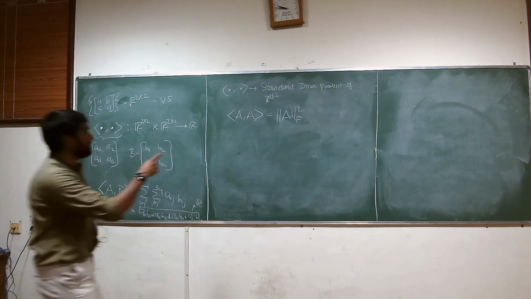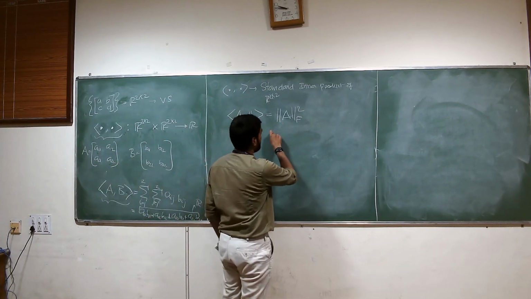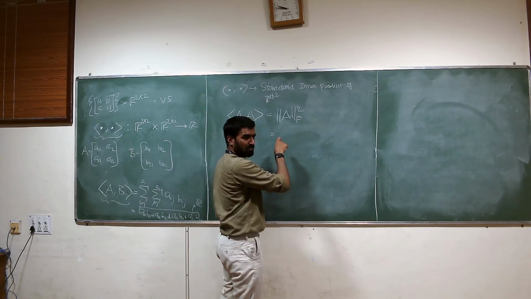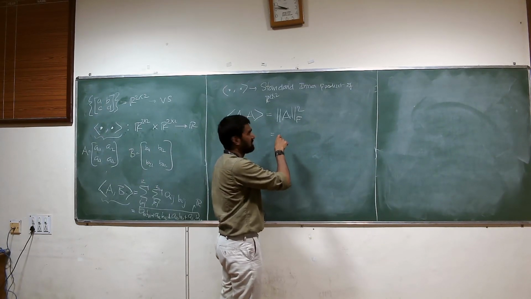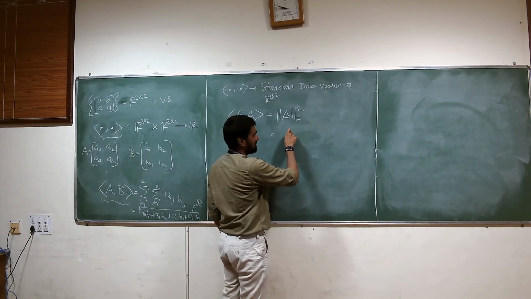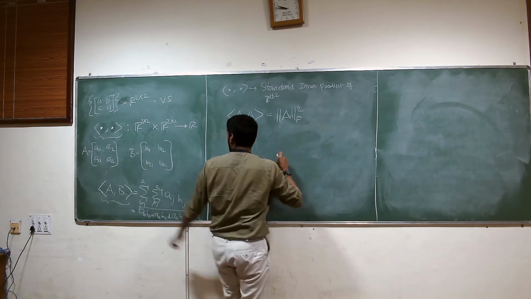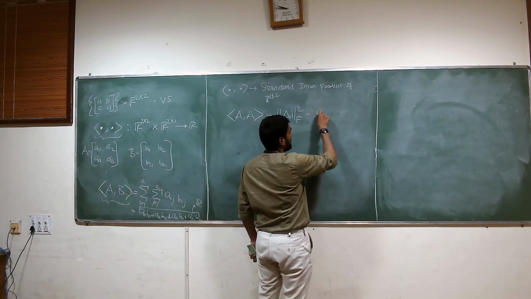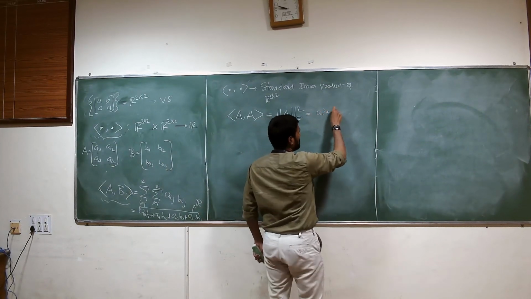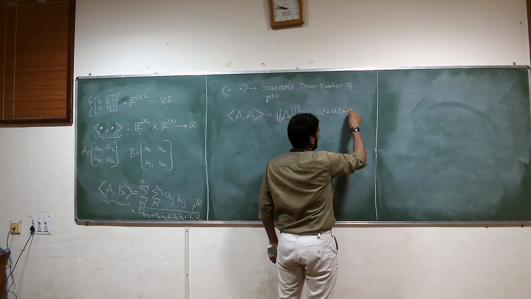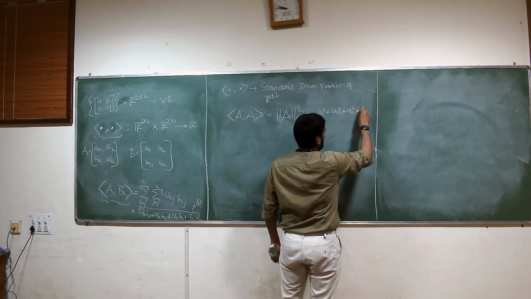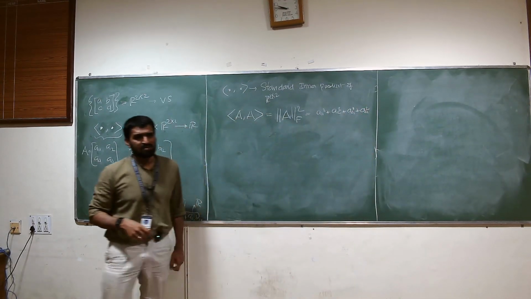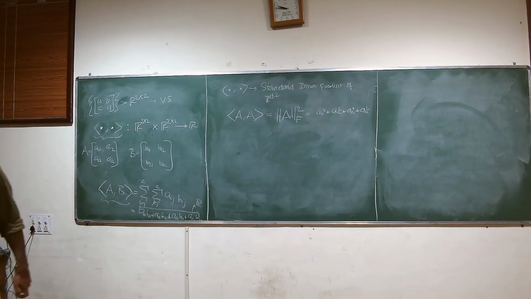So what is the Frobenius norm of a matrix? Do you remember? If you have A, what is the Frobenius norm? Simply the sum of the square of the individual elements. Is it clear?